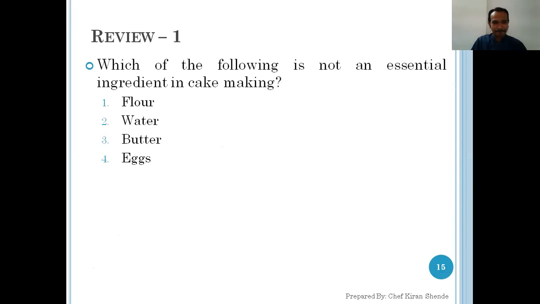The options are flour, water, butter, eggs. So what do you think? Yes, what you think is right. Water is a non-essential ingredient.